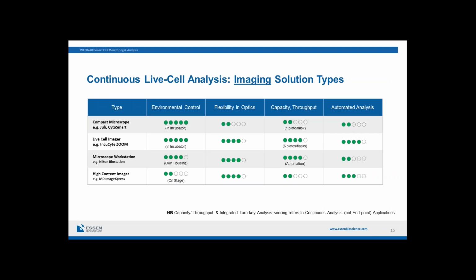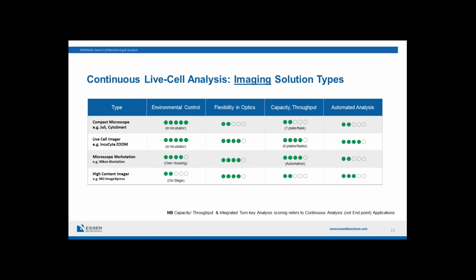Okay, so on this table I've tried to capture some of the different types of live cell analysis imaging solutions. I've clustered them into 4 types: compact microscopes, live cell imagers dedicated to this, microscope workstations, and high content imagers. The compact microscopes and live cell imagers work within a standard cell incubator. The workstations typically have their own housing for environmental control, and the high content imaging devices typically have bolt-on stages, which in fairness are not particularly good at long-term cell stability. They're okay for 1 or 2 days, but much beyond that they're less good.